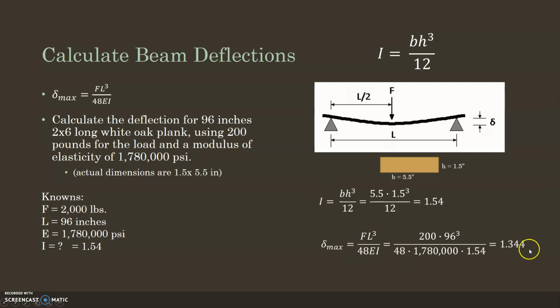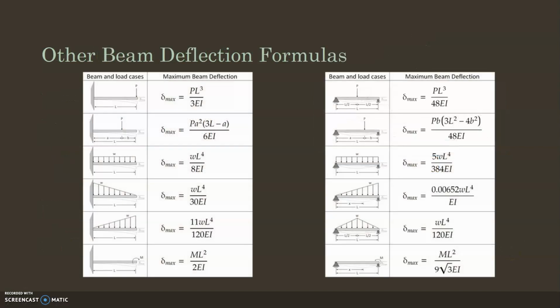So this means that if I stand on a 96-inch 2x6 beam, it will deflect 1 1/3 inches down into the floor. So here are other beam deflection formulas that there are. Like I said, there's the one. These are our cantilevered ones, and here's our basic bridge trusses.